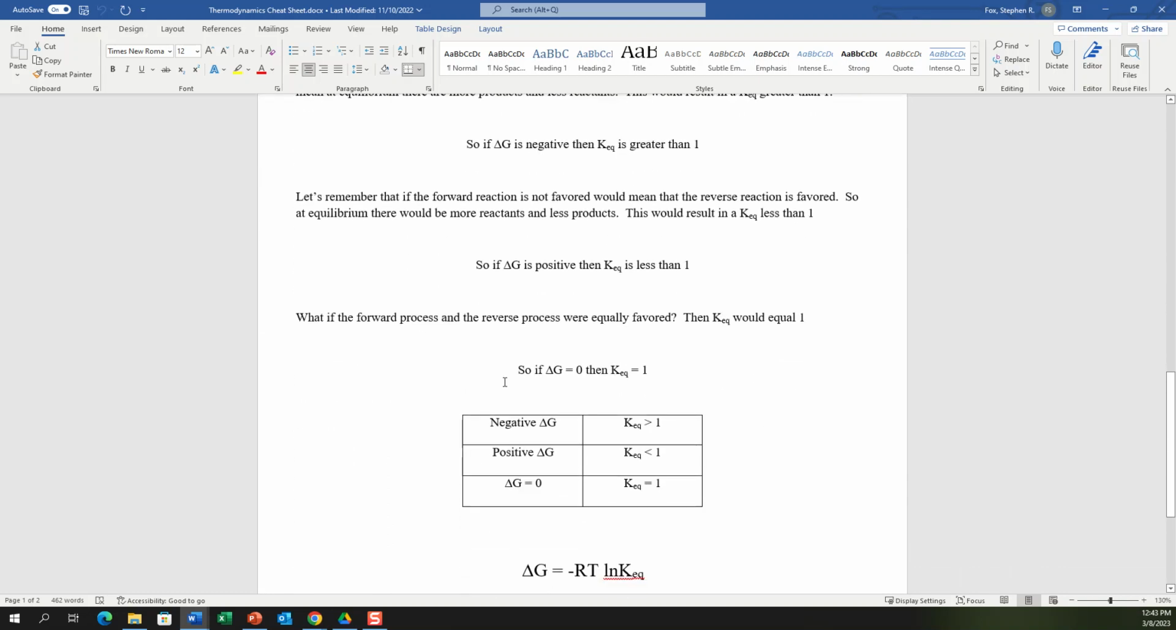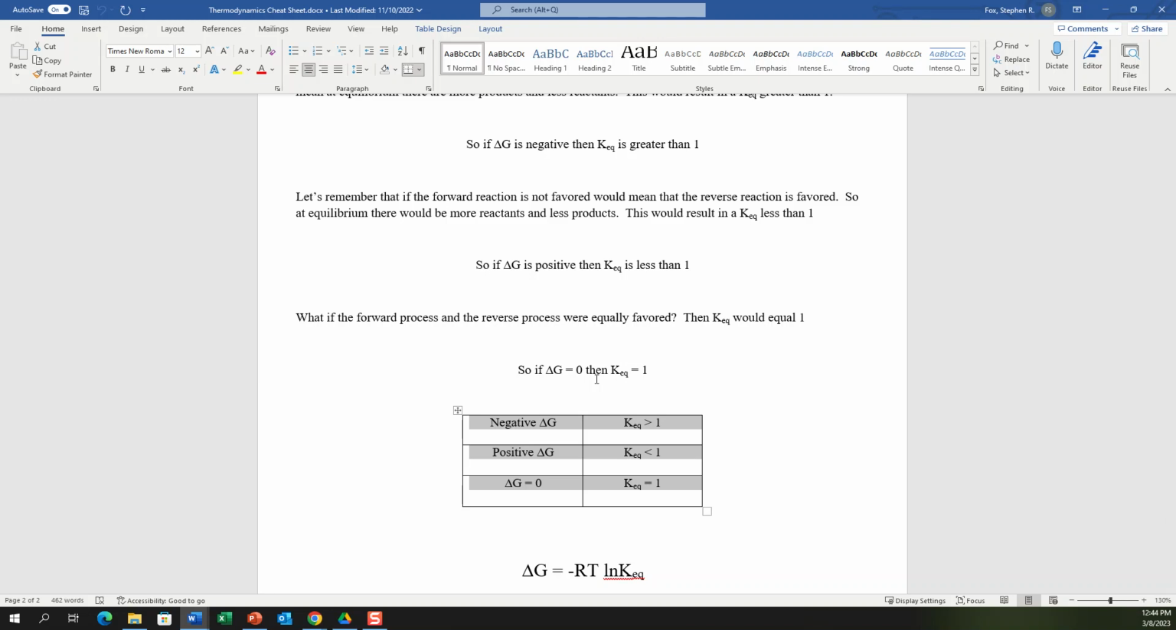So this is knowing that if your KEQ is greater than 1, delta G is negative. If KEQ is less than 1, delta G is positive. And if delta G equals 0, KEQ equals 1. Okay, so right now, there are two values that if you know the value of one of these things, you can tell me, is a reaction spontaneous or not? Is a reaction thermodynamically favored or not? And those two values are the equilibrium constant, where you have to know if it's greater than or less than 1, or delta G, where you want to know if it's greater than or less than 0. You want to know if it's positive or negative.